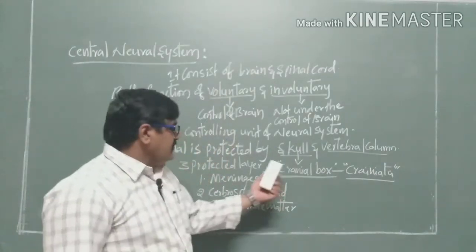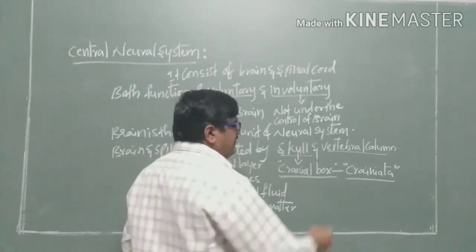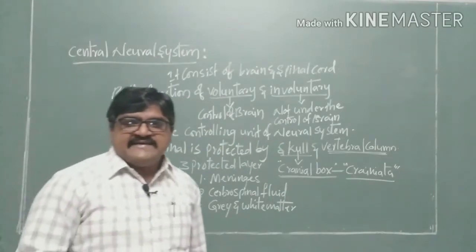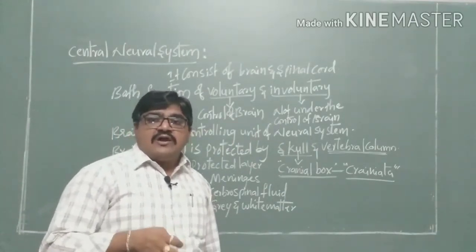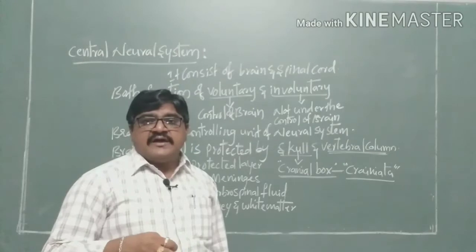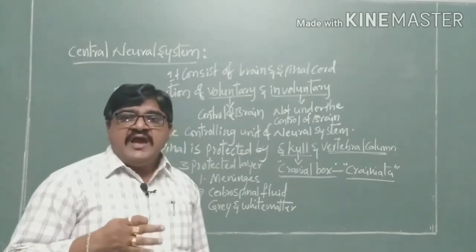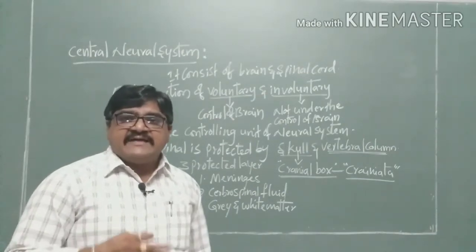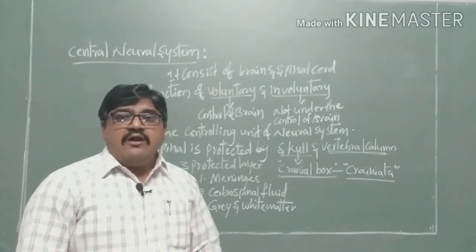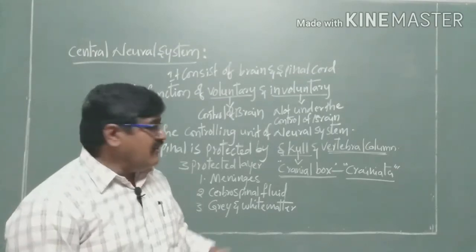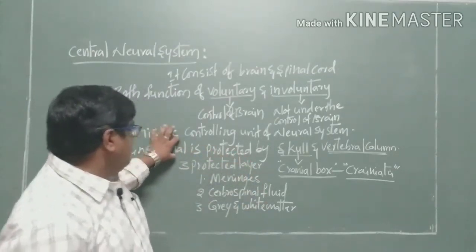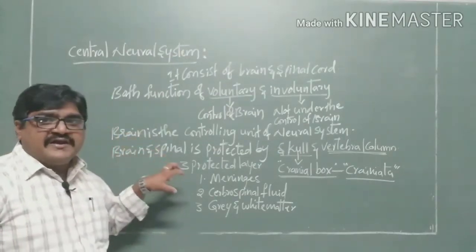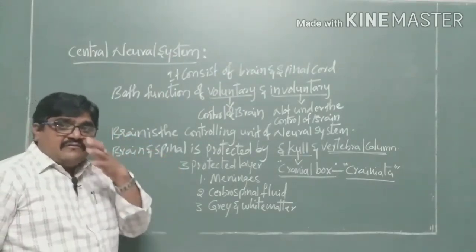And the spinal cord is protected by the vertebral column, that means it passes inside the vertebral column, which protects the spinal cord. These are the two important organs, the brain as well as the spinal cord. All reflex reactions are under the control of the spinal cord, and all voluntary or involuntary actions are under the control of the brain.